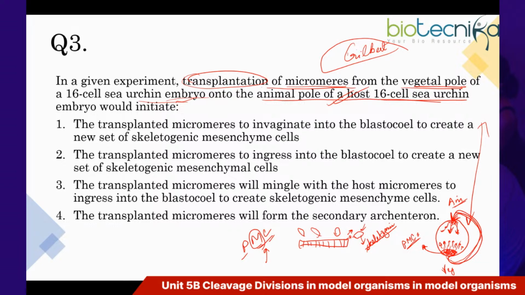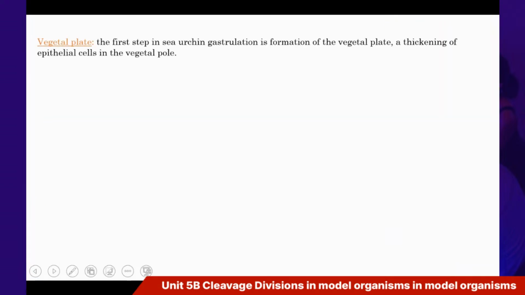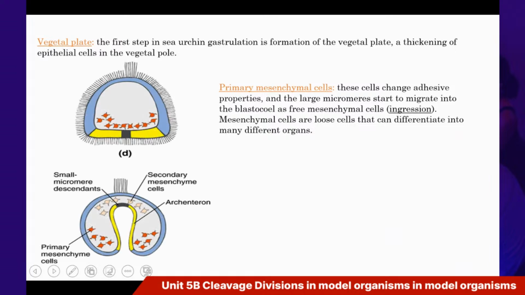Now what will invaginate? Actually, these micromeres will tell the cells which are present above them to invaginate inside the blastocoel. So if you have a look at the micromeres, this is our first step that happens, the vegetal plate thickening. Now see, in the diagram also it is written, even in the Gilbert book you will find it like this, that initially the primary mesenchymal cells are formed. See, it is labeled primary mesenchymal cells which are separated.